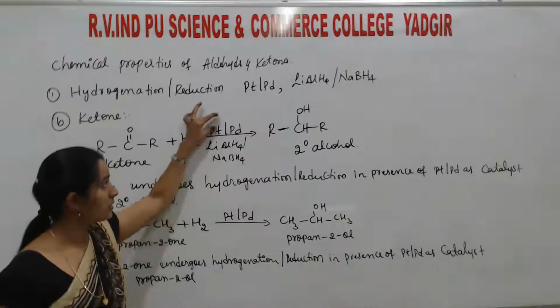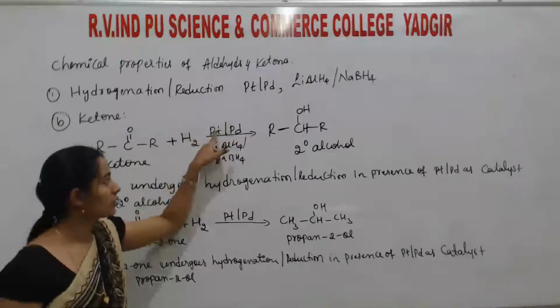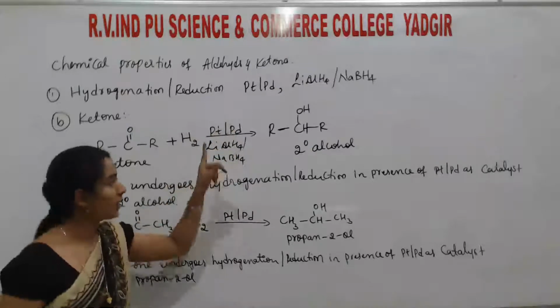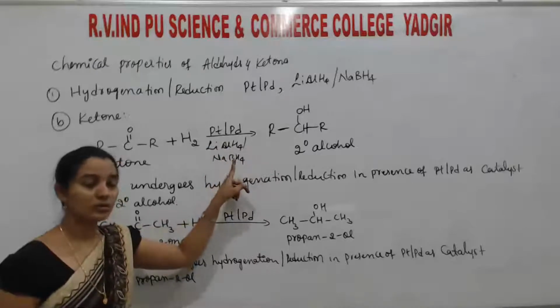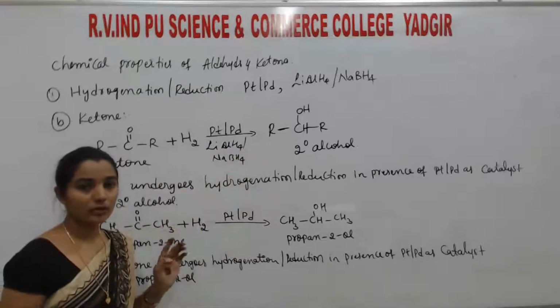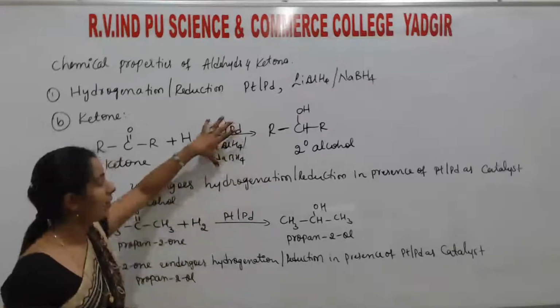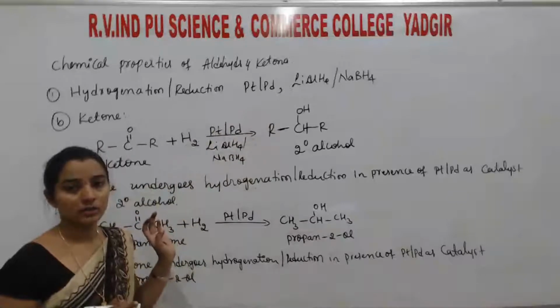These two are hydrides, these two are metals. You cannot take these two at a time, or these two at a time. You can take platinum at a time, and lithium aluminum hydride or sodium borohydride at a time. Just remember, all these four are the reagents for reduction.